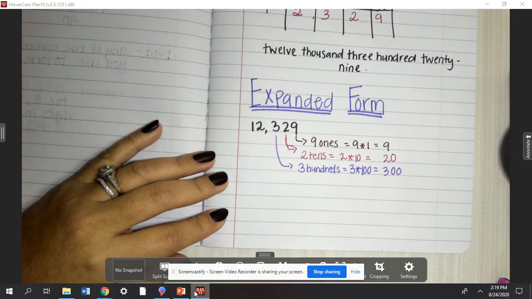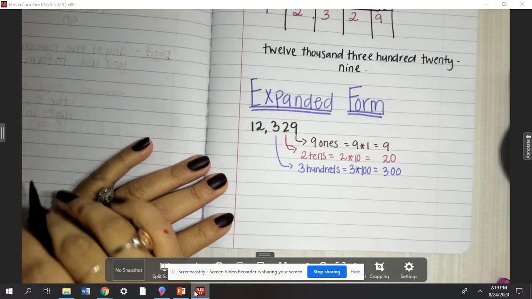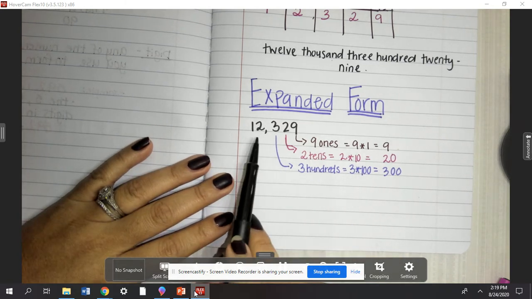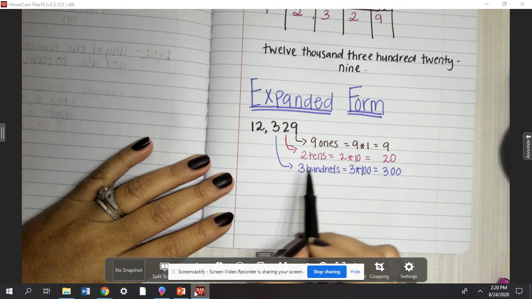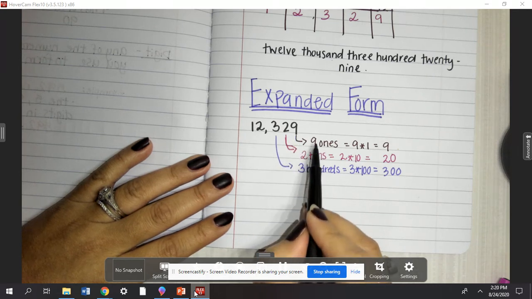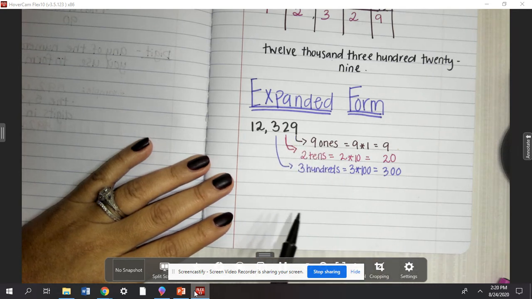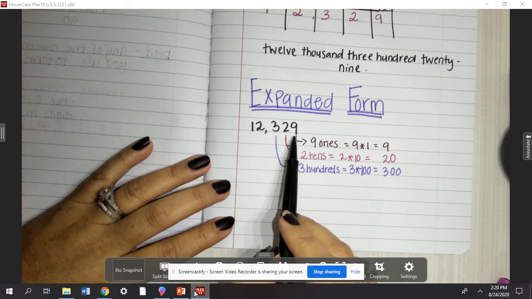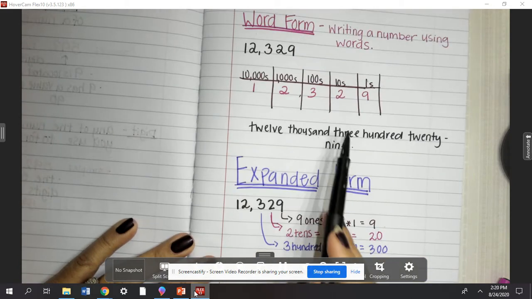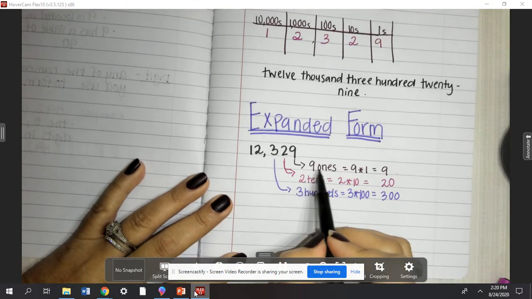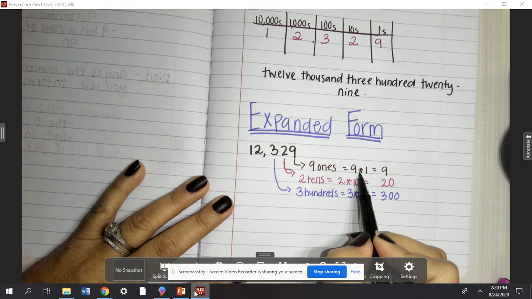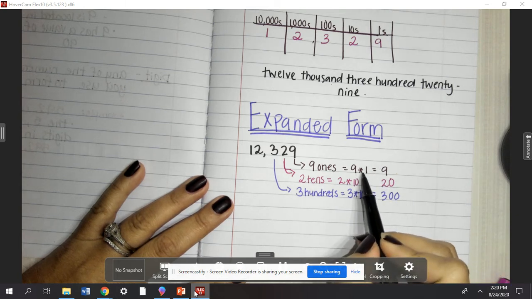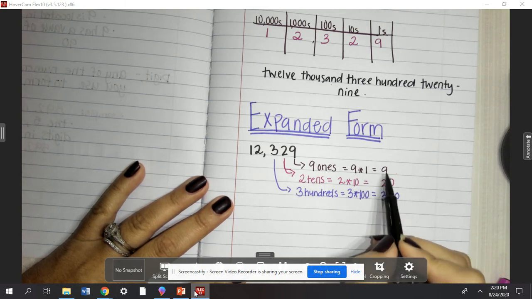This one takes a little bit longer, but once you get the hang of it, it's actually pretty simple. I went ahead and started. We're using the same number, 12,329, and I started making these arrows here so that you can really see those values again, but this time it looks a little bit different. With the 9, remember the 9 over here in that chart has 9 ones. I can also write that as 9 times 1. You're going to learn these symbols later. And 9 times 1 is the same as 9. So that's the value, right?